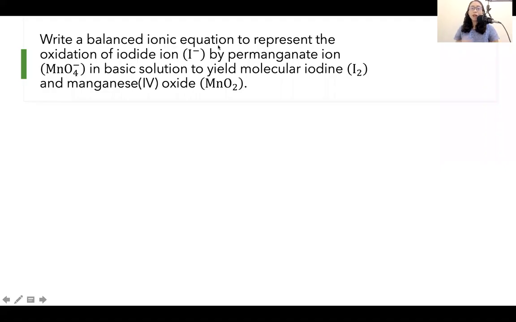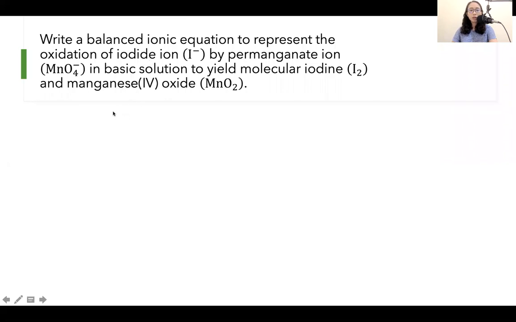What if the redox reaction takes place in basic solution? Let us try by balancing the oxidation of iodide ion by permanganate ion in basic solution to yield molecular iodine and manganese 4 oxide.